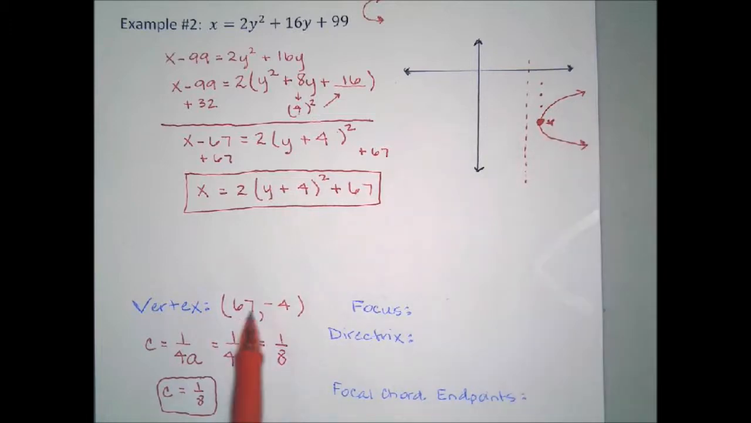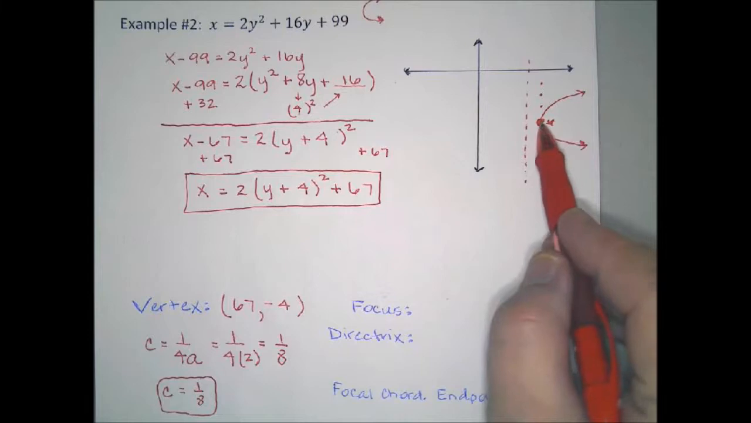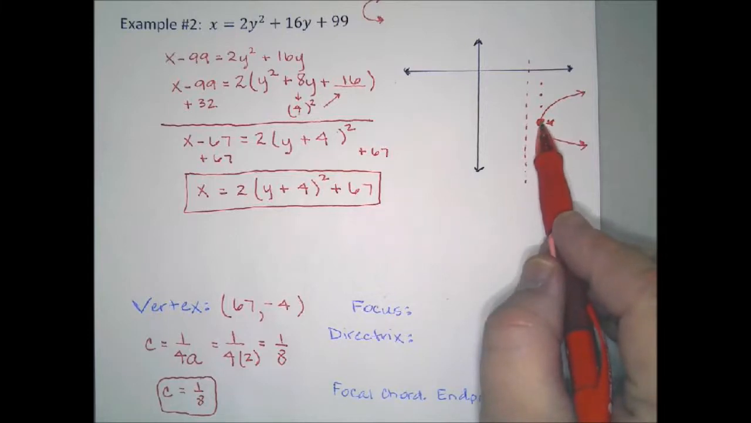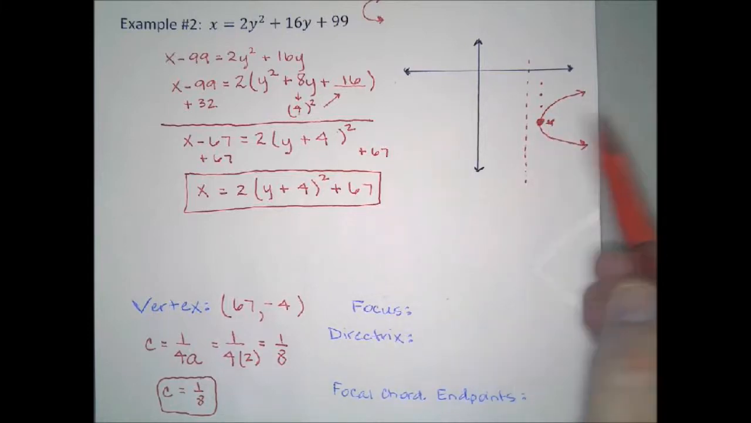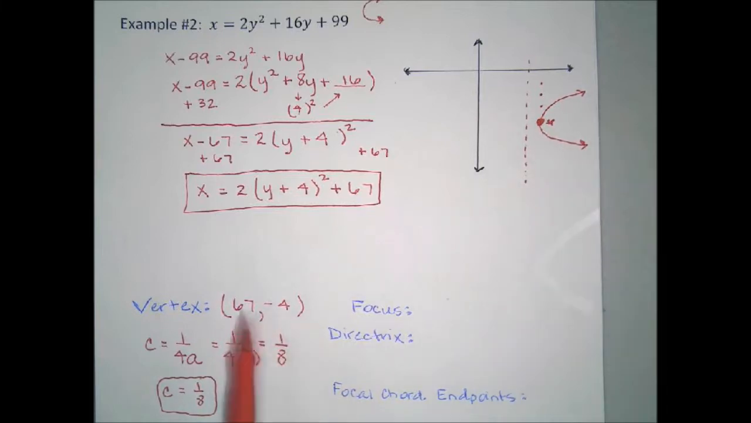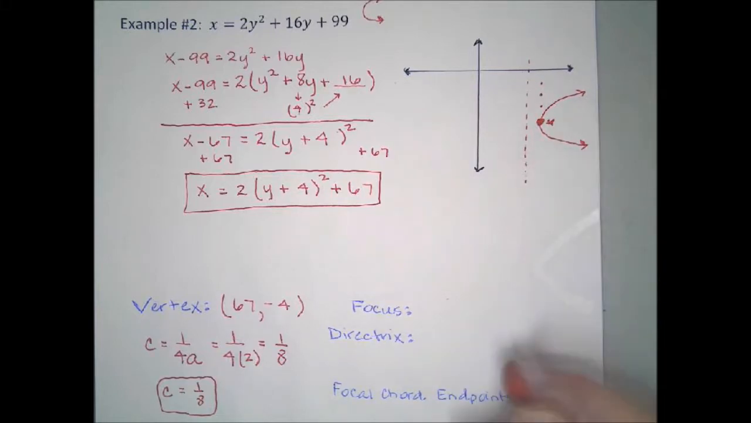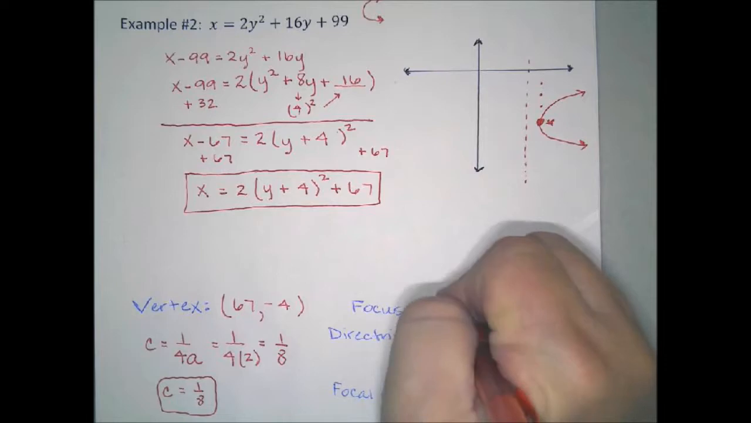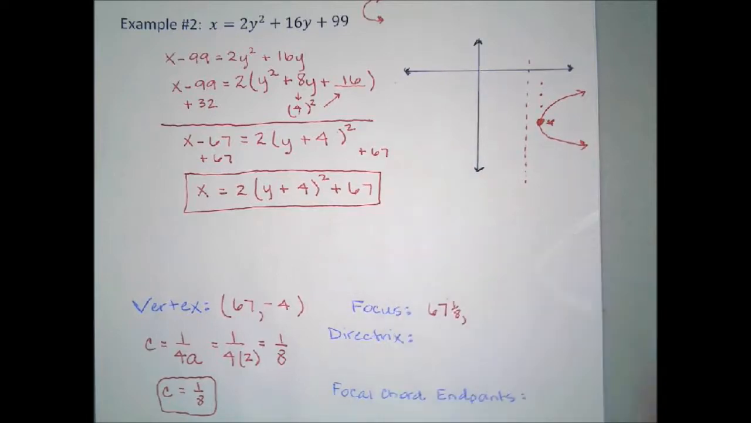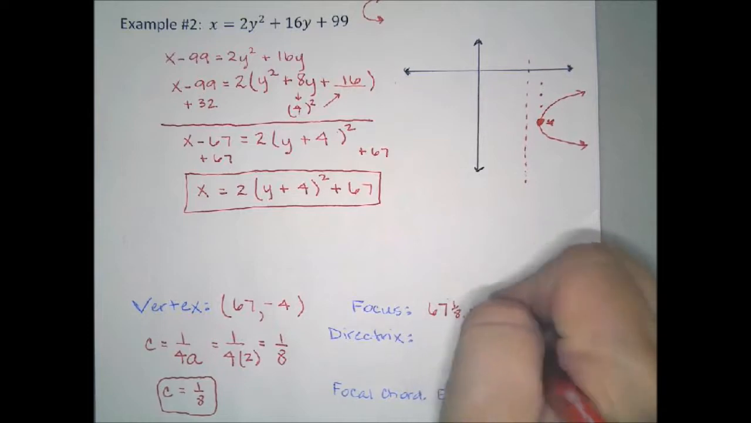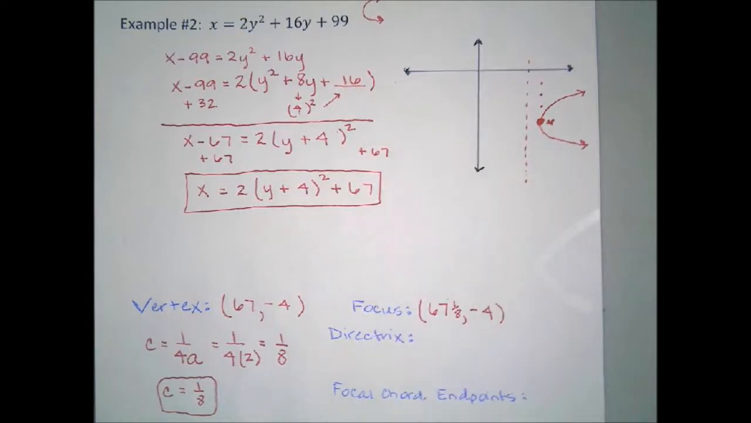Well, if this is the vertex at 67, -4, going to the right 1/8 of a step, when you go left and right, the only thing that changes is the x-coordinate. So if I was at 67 and I went 1/8 of a step further to the right, I'd be at 67 and 1/8. My y-coordinate didn't change. I'm still at -4. So that's the focus.